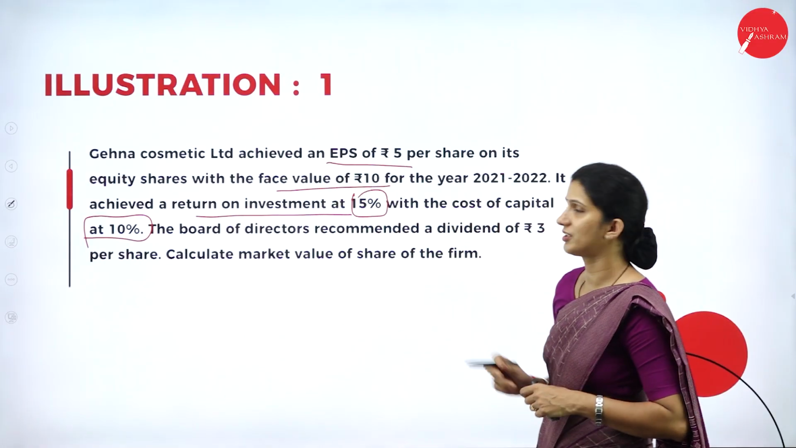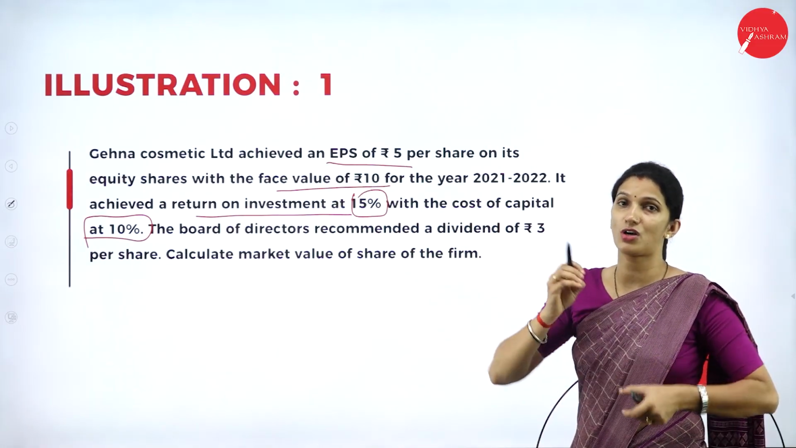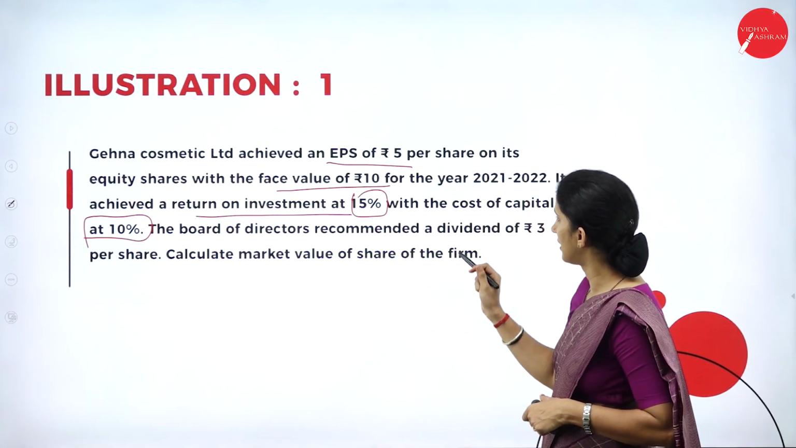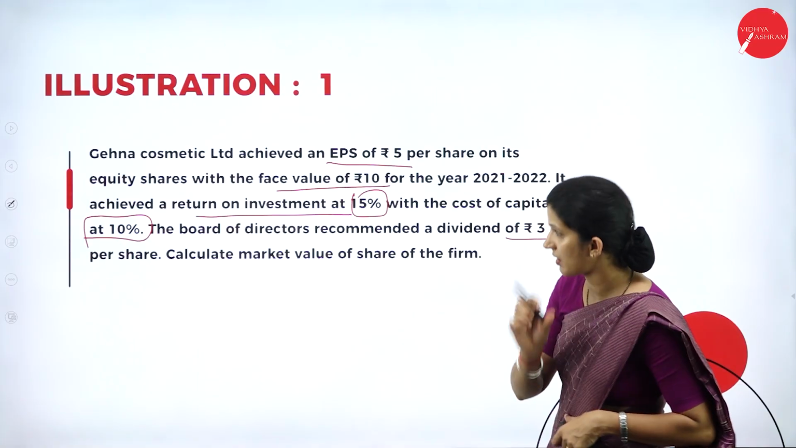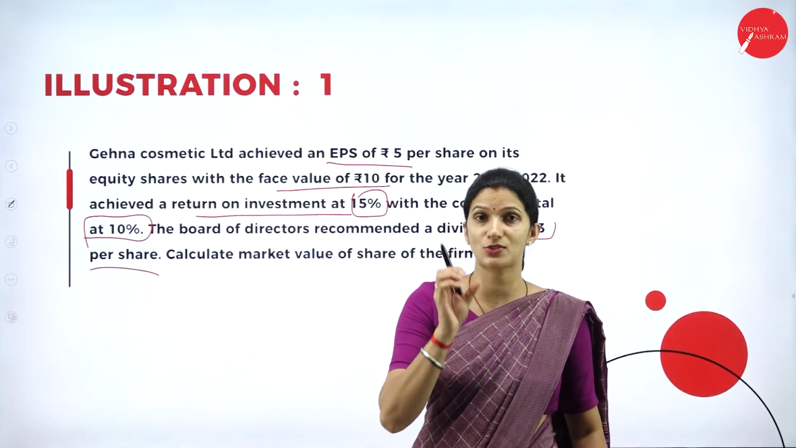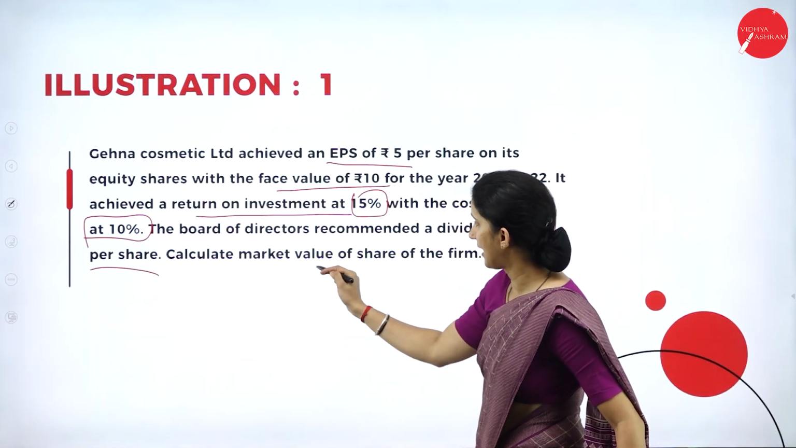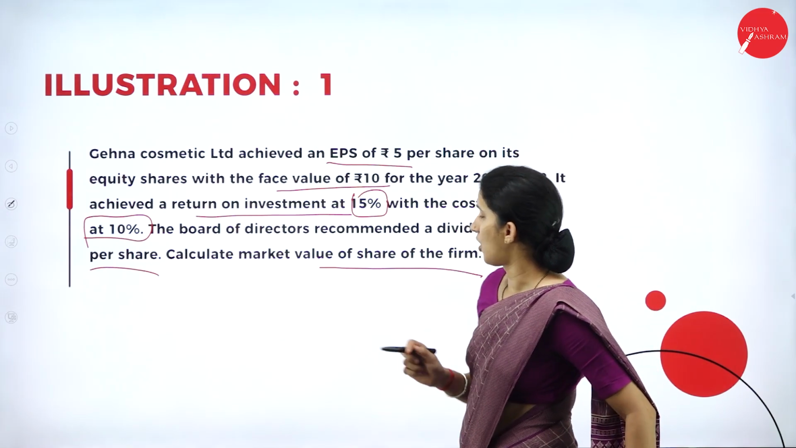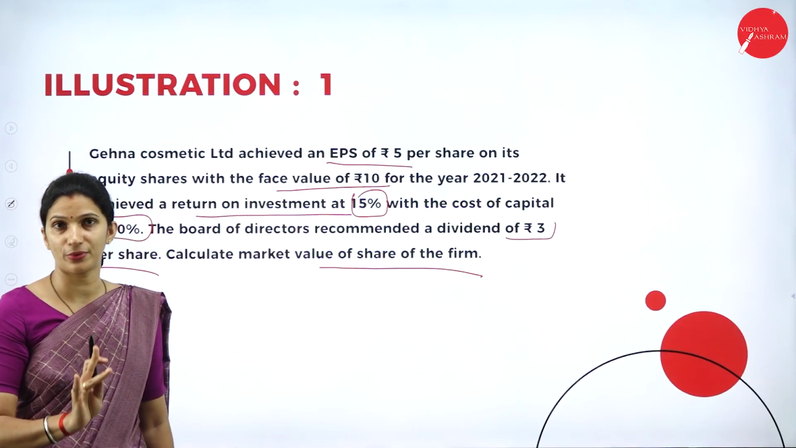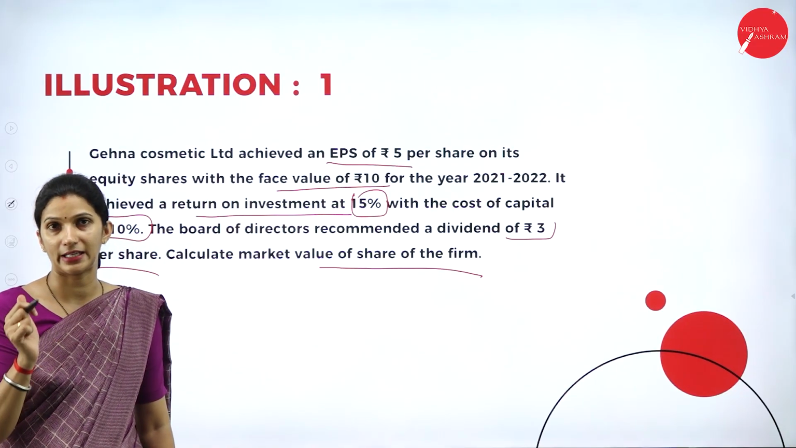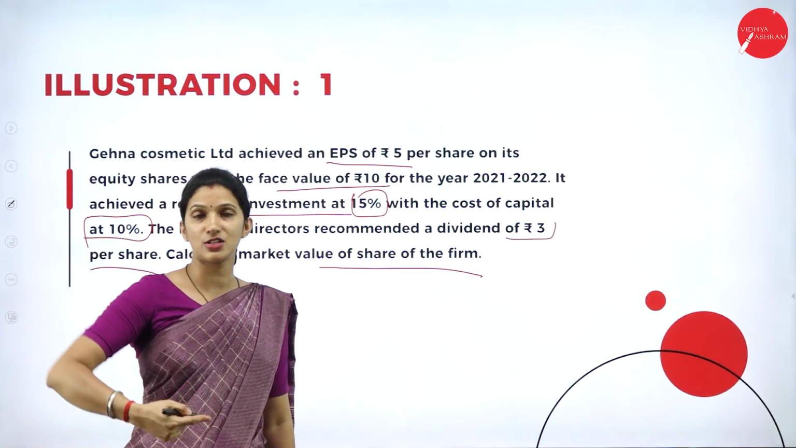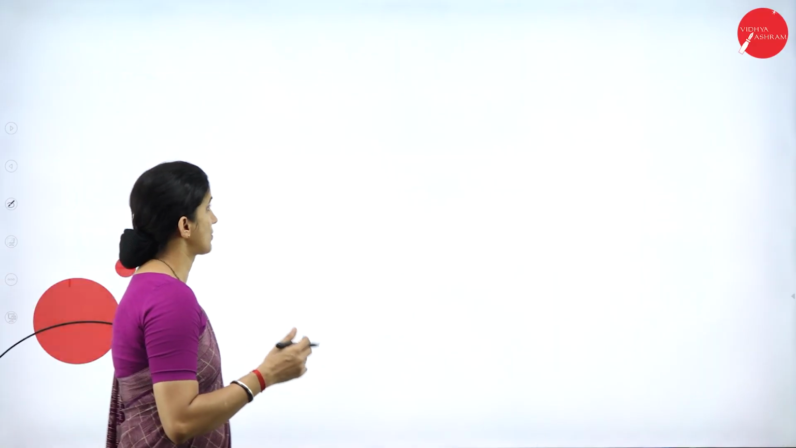So here return on investment, that is the rate of return, is 15%, then cost of capital, that is K or KE, is 10%. The board of directors recommended a dividend of rupees 3 per share. So the dividend payable or the dividend declared is rupees 3 per share. So calculate the market value of equity share of that firm. So here we have EPS, we have rate of return, we have cost of capital, and we have the dividend also. By using all this information, we need to calculate the market price of the share. So solution part.